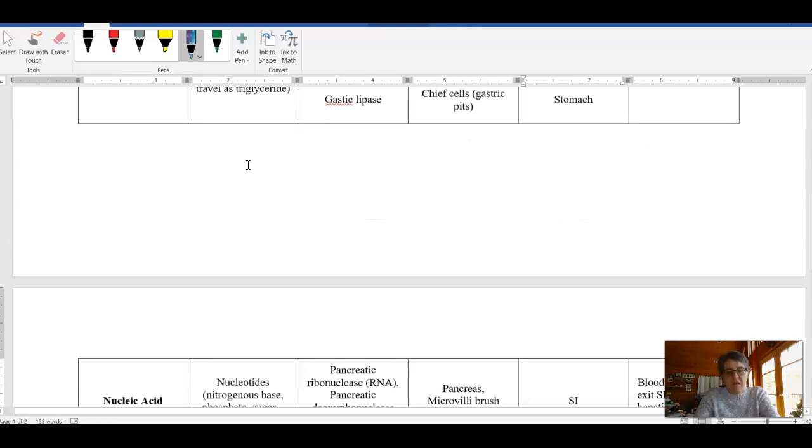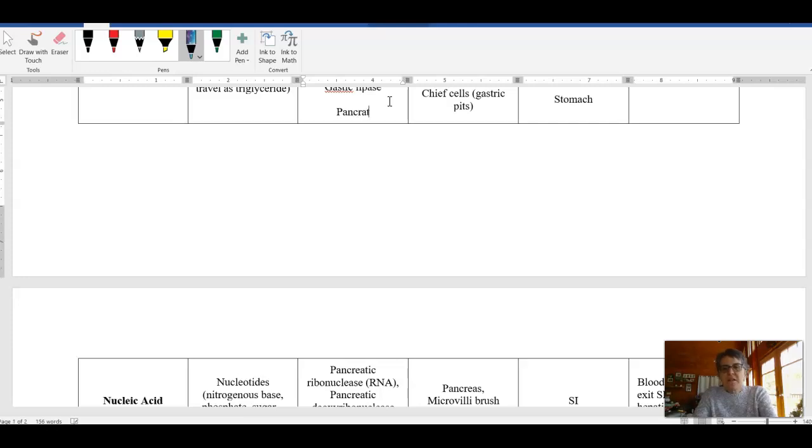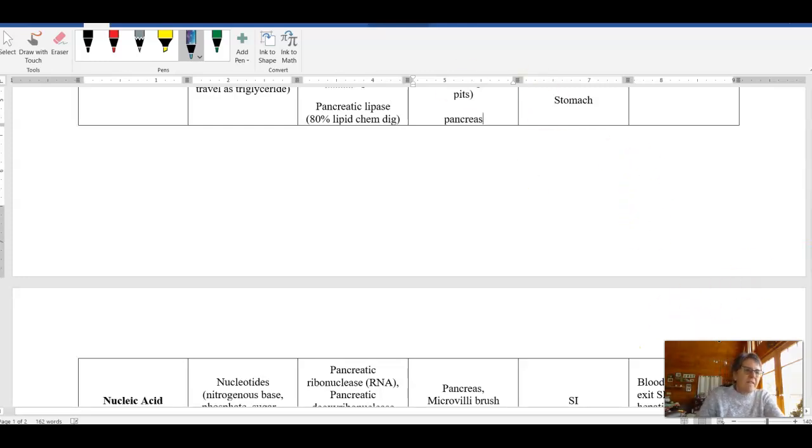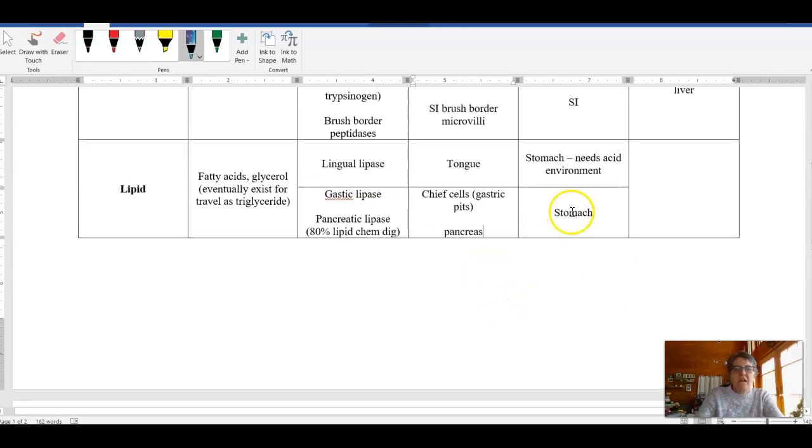And then we also saw pancreatic lipase. Pancreatic lipase is going to do 80% of the lipid chemical digestion. This is coming off of the pancreas. And this activity, of course, will be in the small intestine. So now let's just make sure we know what's going on when it comes to absorption.